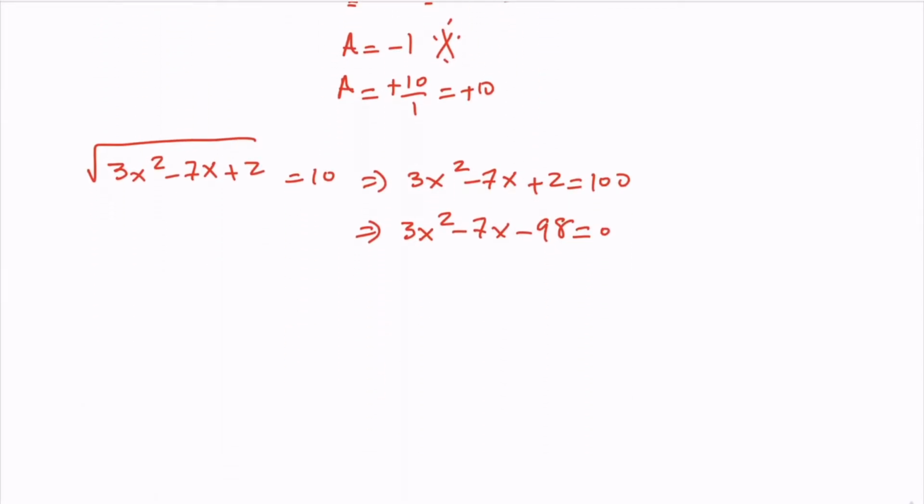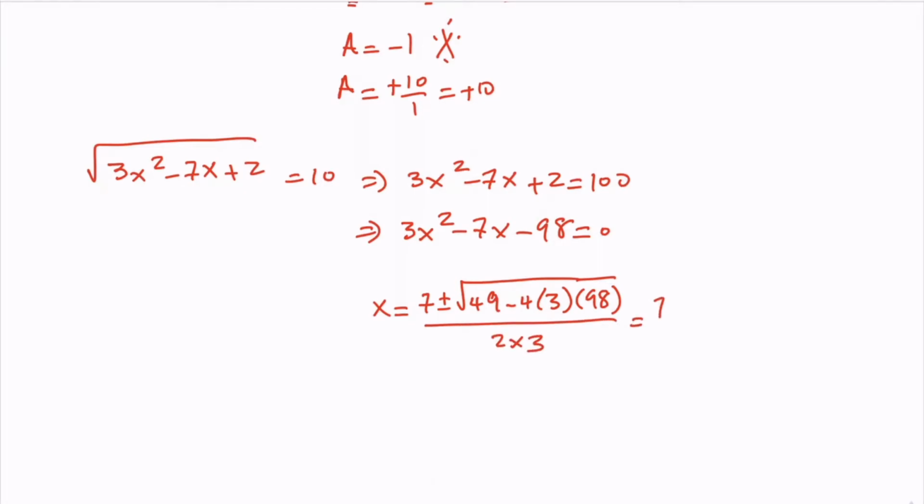Now, from here, x will be 7 plus or minus the square root of 7 squared, which is 49, minus 4 times 3 times minus 98, divided by 2 times 3. Oh, sorry, this is minus 98. So that is 7 plus or minus the square root of 1225 divided by 2 times 3, and the square root of 1225 is 35, so we will have 7 plus or minus 35 divided by 2 times 3.